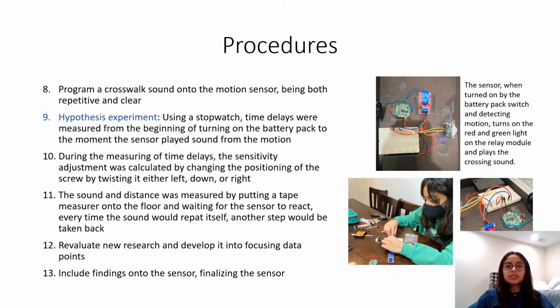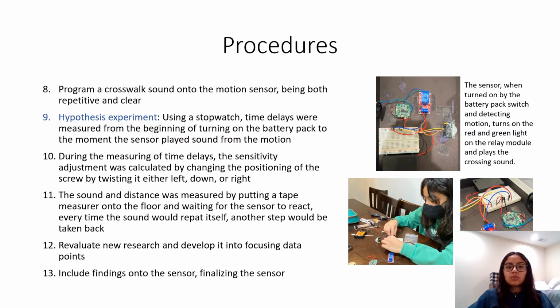Continuing, the speaker and the relay module had come up with different components that needed, so both had to be programmed for the speaker to have a crosswalk sound and for the relay module to have an accommodated time delay for the motion activation. Now able to focus on the hypothesis, the time delay was measured using a stopwatch, and from the beginning of switching the battery pack onto the moment the sensor began playing sound, the sensitivity would change from the positioning of the screw, left, down, or right.